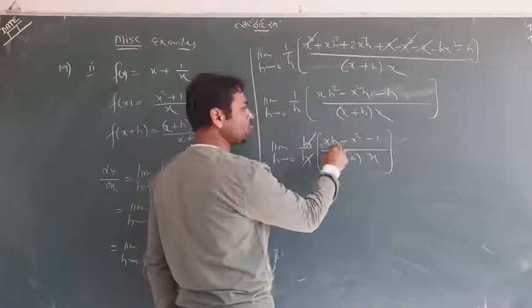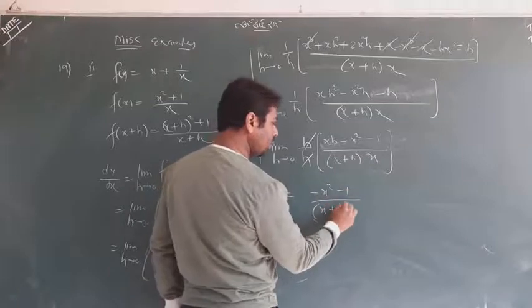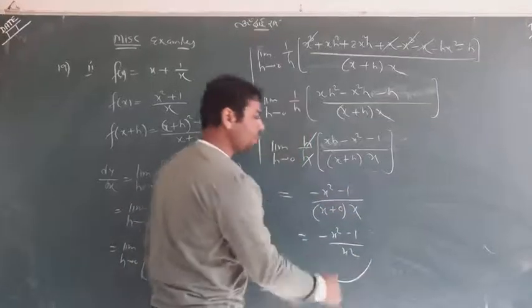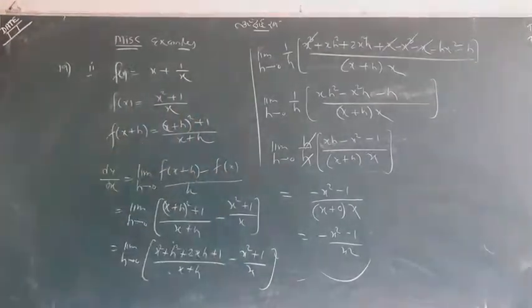Use h tends to 0. We'll have x square minus 1 upon x plus 0 and x, meaning lastly we have the answer x square minus 1 upon x square. And this is the answer. So it was a very simple question. I don't think there's any trouble there. This is the example I have made here.